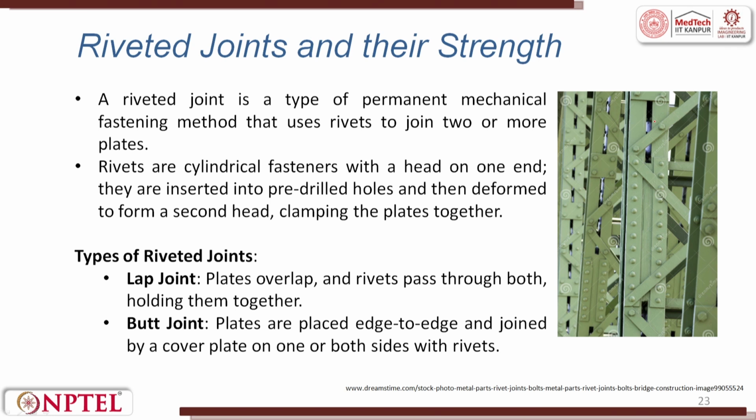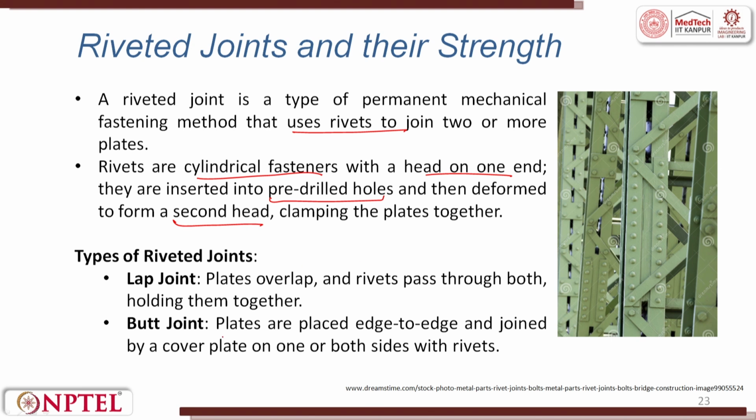Next is riveted joints and their strength. Riveted joint is a type of permanent mechanical fastening method that uses rivets to join two or more plates. Rivets are cylindrical fasteners that we have discussed. It has a head on one end. They are inserted into the pre-drilled holes, then deformed to form a second head, clamping the plates together.